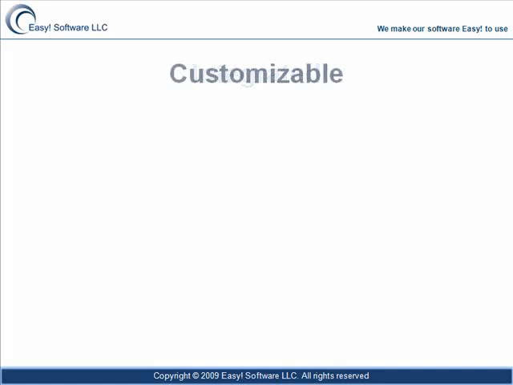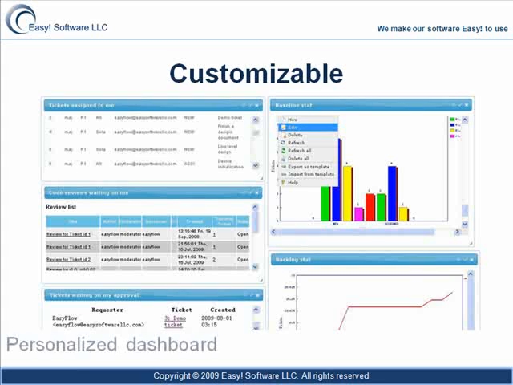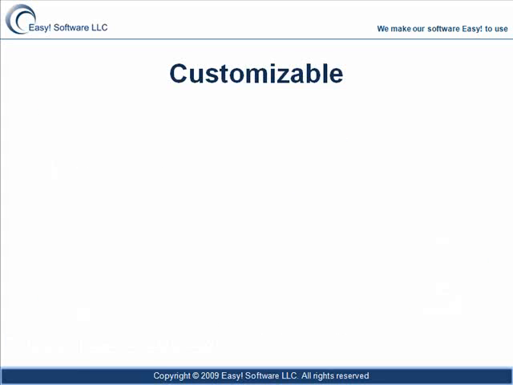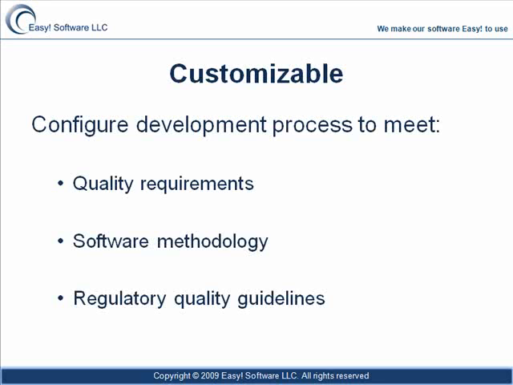A few of the features that make EasyFlow customizable are the ability to add new fields, common and personal shortcuts, customizable field names and values, as well as individualized dashboard. Through administrator options, EasyFlow offers the flexibility for a project team to configure a software development process that meets its internal quality requirements, software methodology, and regulatory quality guideline.